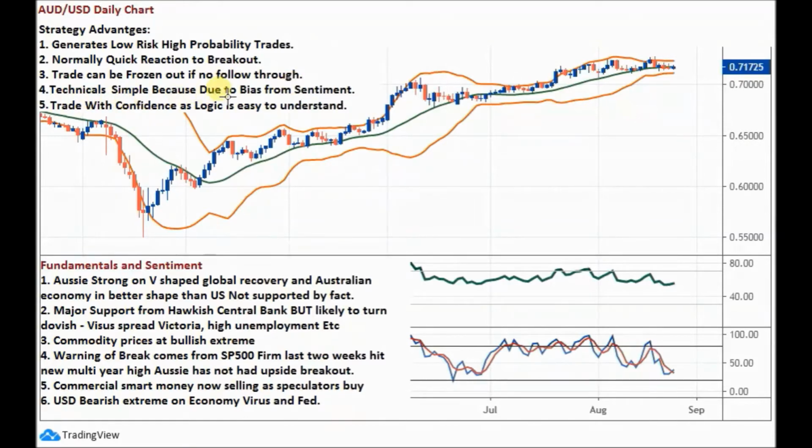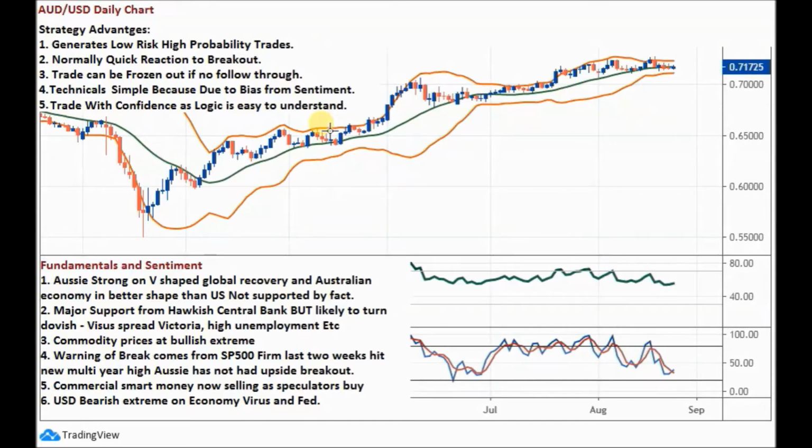Technicals can be kept simple because you get a bias from sentiment before doing the setup. Now, I know traders who just do this setup technically, but you will really increase your profit potential if you make a study of fundamentals and sentiment, which we're going to do in a moment. It's very, very easy to do. You can trade with confidence in terms of this setup, as the logic is just so easy to understand. If you're trading a setup or strategy with confidence, that means you will be disciplined. Okay, so very simple strategy, but with a lot of advantages to it.